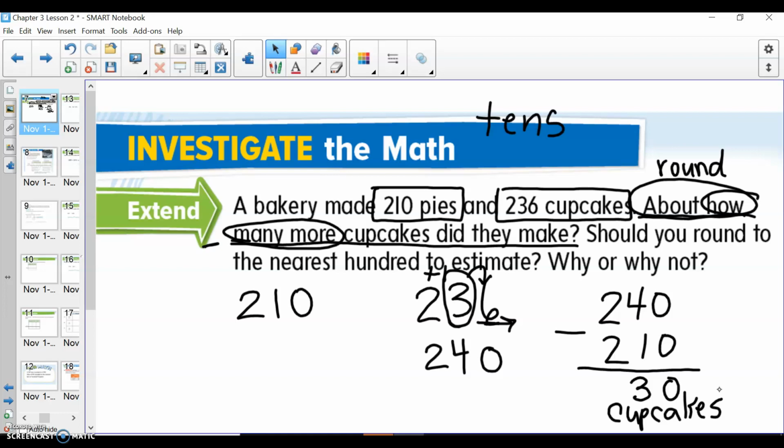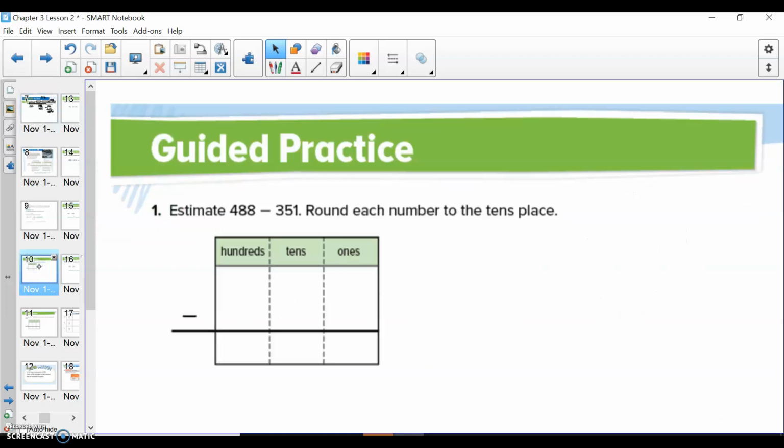Let's go to another example here. It says estimate 488 minus 351. Round each number to the tens place. Now, as soon as you see that word estimate, the word round should come into your brain. Whenever you see estimate, you know you're going to need to round. And this time it's telling us round each number to the tens place. We can do that. So if I have 488, I'm going to ask myself, what two tens does 488 come between? Let's look at the digit in the tens place.